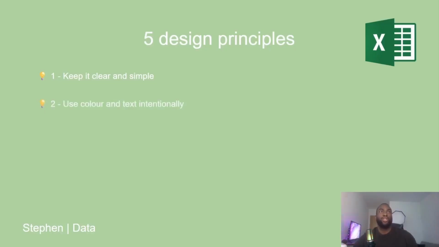Number two, use color and text intentionally. Color inside the dashboard should guide the user to what matters in the data. But most people use it randomly. It's everywhere, it's distracting. You don't need thousands of colors. All you need to do is use two or three the right way.